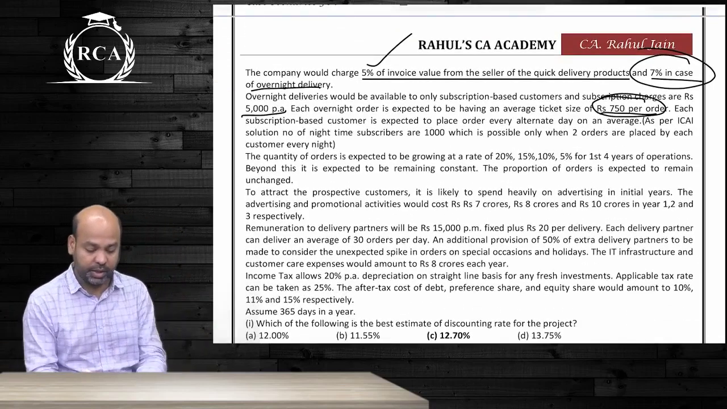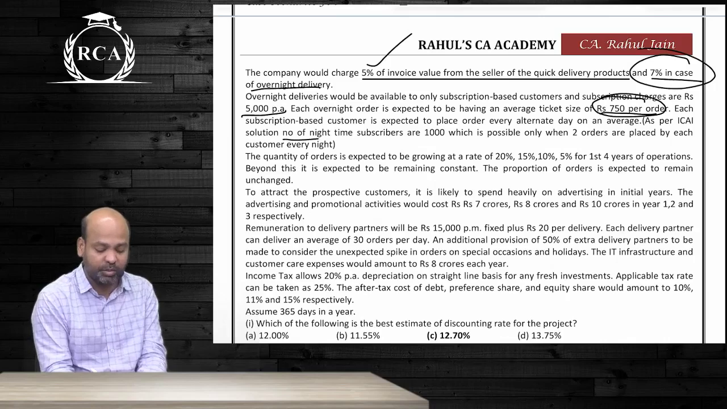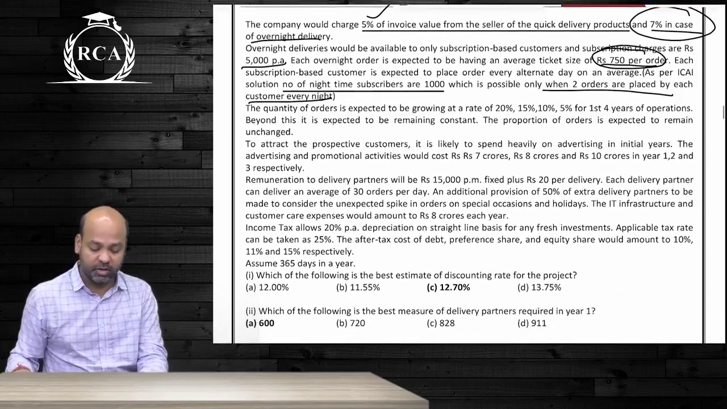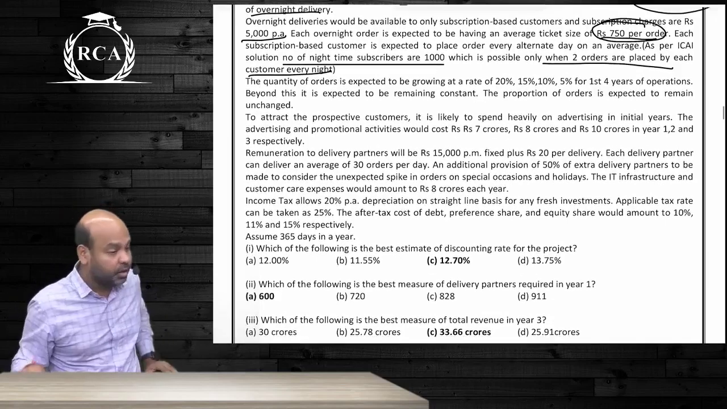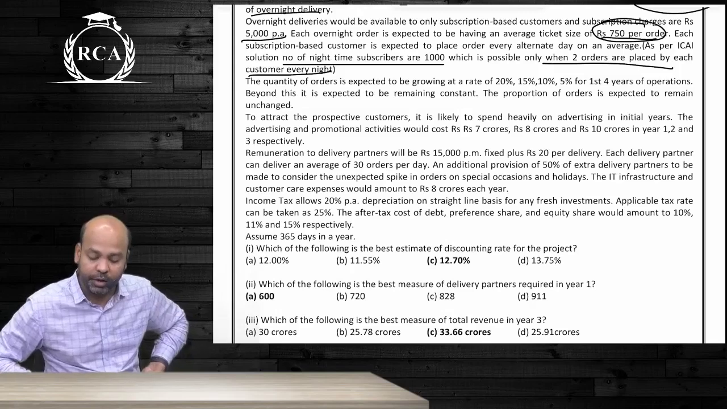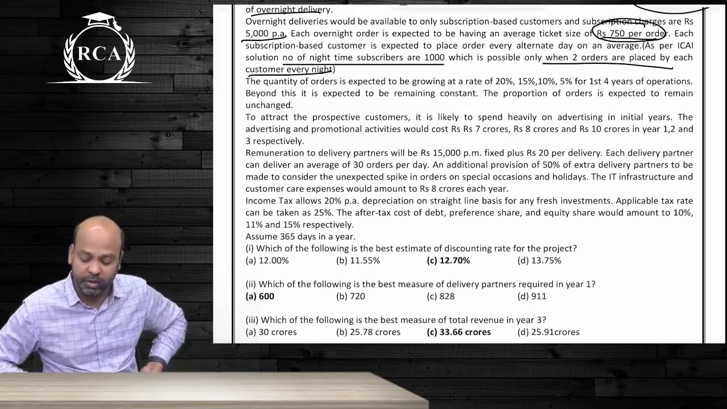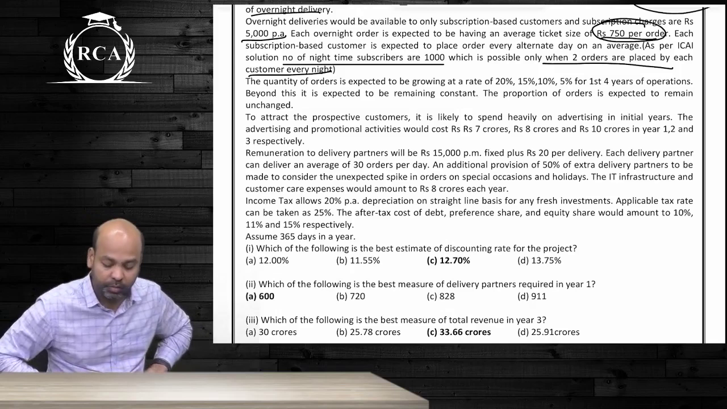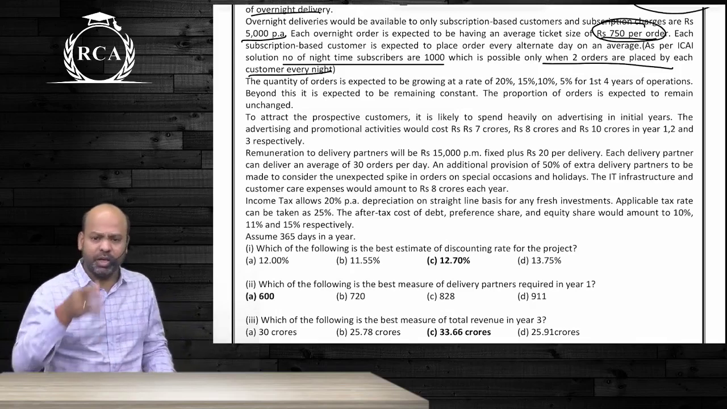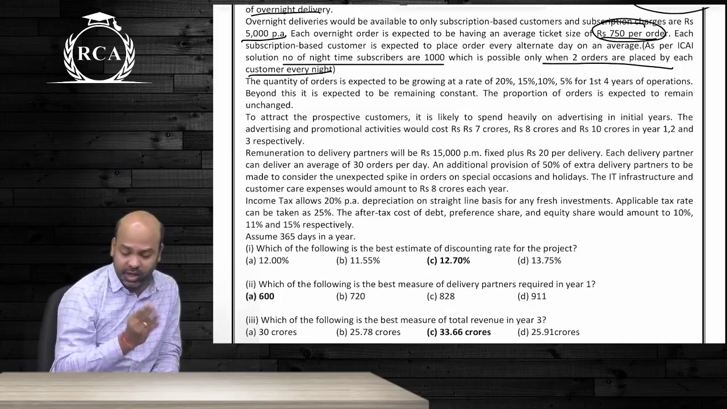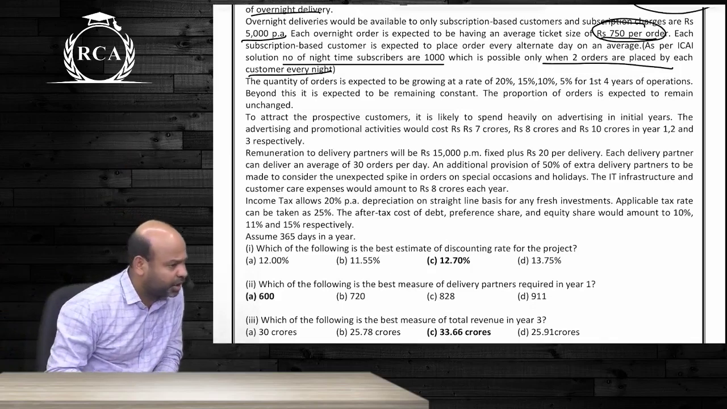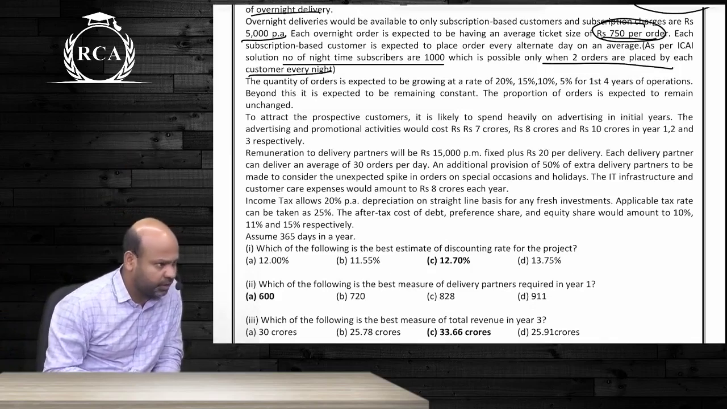So ये मैं लिखा, देखो. As per ICI solution, number of night time subscribers are 1,000, which is possible only when 2 orders are placed by each customer every night. The quantity of orders is expected to grow at a rate of 20%, 15%, 10%, 5% for the first 4 years of operations. Beyond this, it is expected to remain constant. Nothing much, beta. Once we compute cash flow for the first year, we can keep adding that by 20%, 15%, 10%, 5%. It will be easier. Don't worry. Are we clear about this?